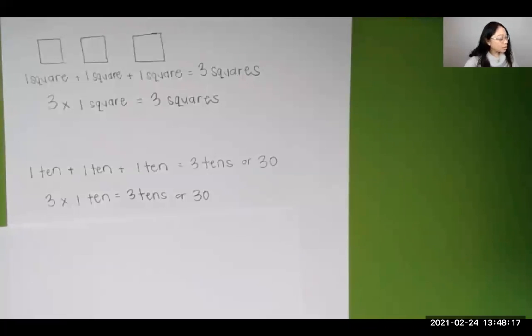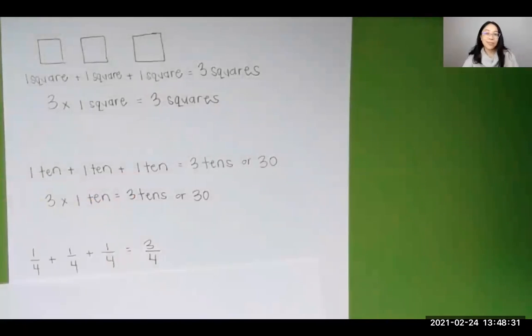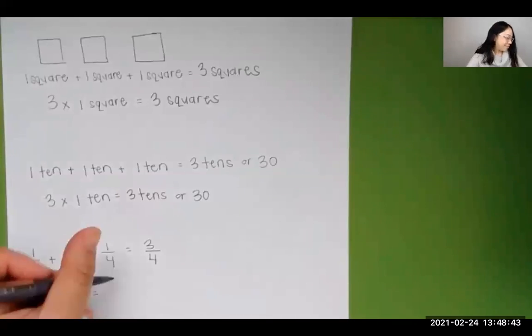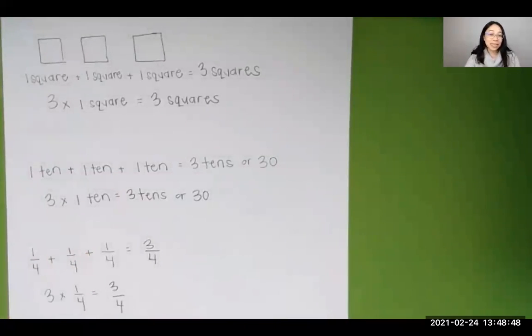Watch. What's 1/4 plus 1/4 plus 1/4? That equals 3/4. What is 3 copies of 1/4? 3/4. I want you to keep this idea in mind as we proceed with today's lesson.